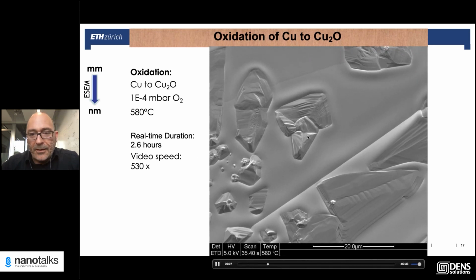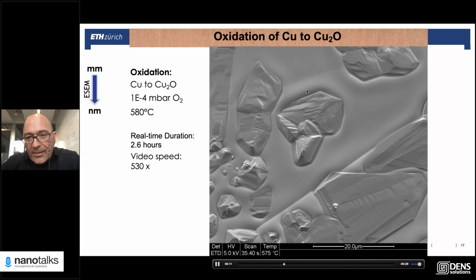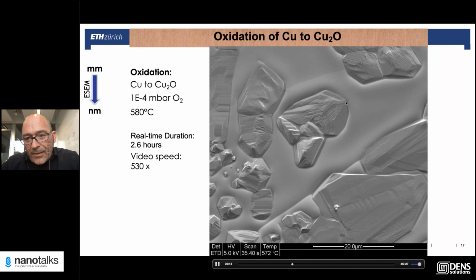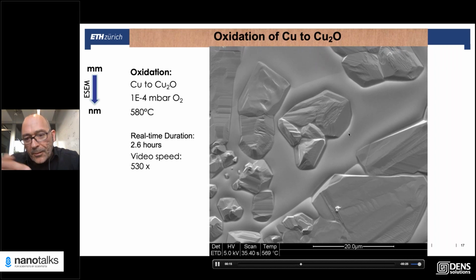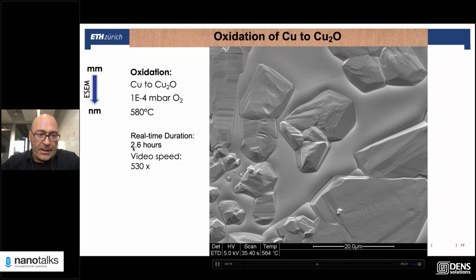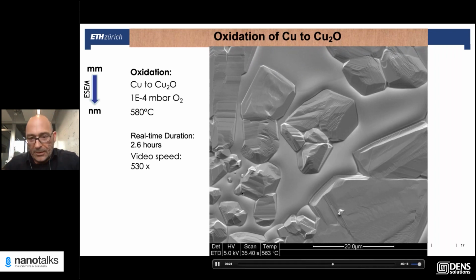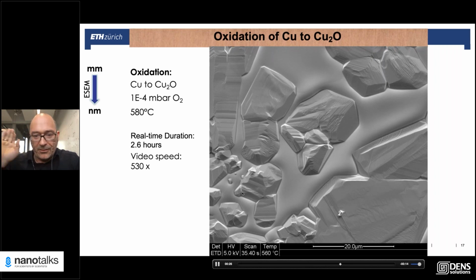You see oxide islands growing on the metallic copper. It's beautiful. Actually, when you look at this, you see there's like a wave-like structure at the front of the oxidation front. The video is really sped up. What you have seen here is actually 2.6 hours. It's a very slow oxidation process, and we looked at these details, and we took many videos.